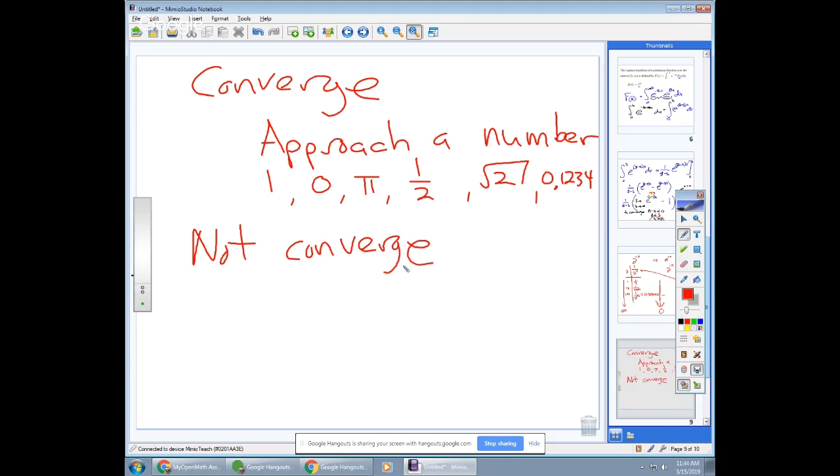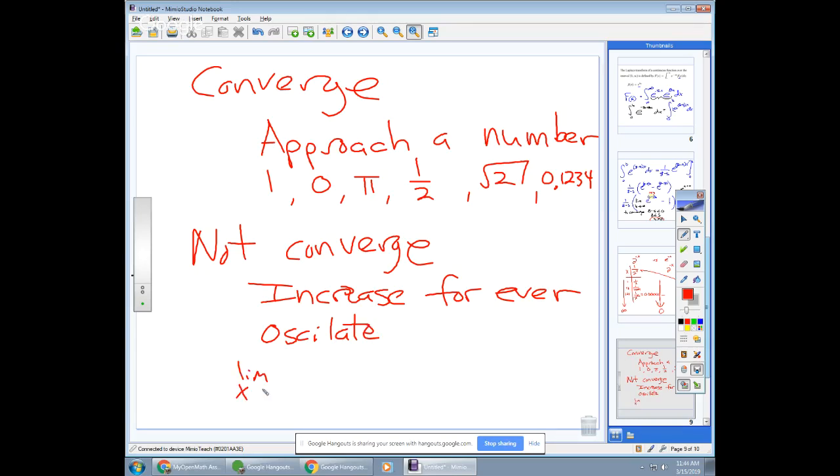What does it mean to not converge? If you go from one side of the limit to the other side. To increase forever is not converging. Or oscillate, go back and forth. So for example, if I took the limit as x goes to infinity of the natural log of x, the natural log of x grows slowly, but it does grow forever. This does not exist. Now, normally we give a more specific answer than does not exist by saying it grows forever. Growing forever is a way of not existing.